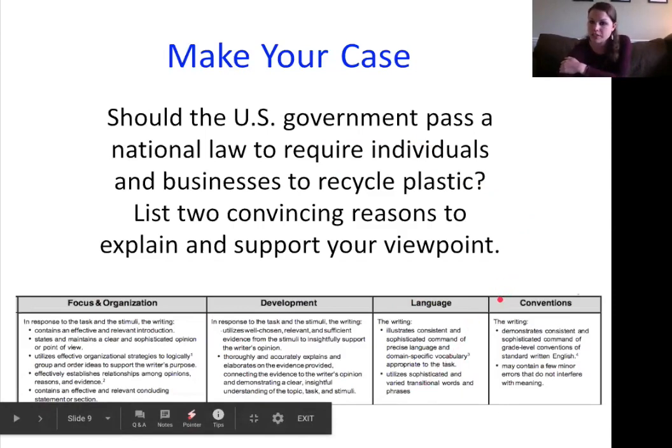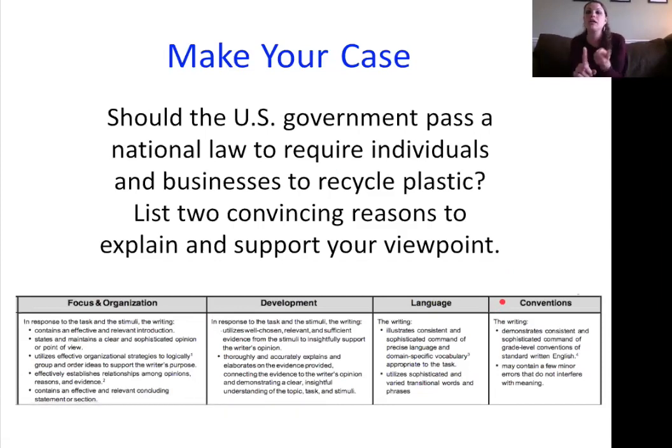And conventions. So we always want to attend to capitalization, punctuation, our spelling. Remember, if you're using a word that's in the text, go back in the text and look to see how it's spelled. If you're unsure of a word you want to use and its spelling, you could always ask someone in your home. You could do your best to use all of your phonics knowledge to sound it out, or you could use a dictionary or an online version of a dictionary to check your spelling.